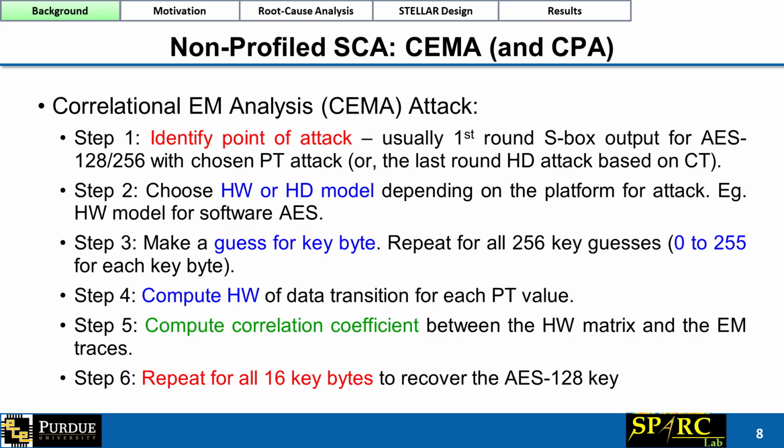These are the steps to perform a correlational electromagnetic or power attack. It involves identifying the point of attack and choice of the attack model, Hamming weight or Hamming distance based on the platform for the attack. Next, for AES-128, for example, we guess the value of the key byte under attack and compute the Hamming weight or Hamming distance for each trace. Then, we obtain the correlation between the Hamming weight and the EM traces to recover the correct key.